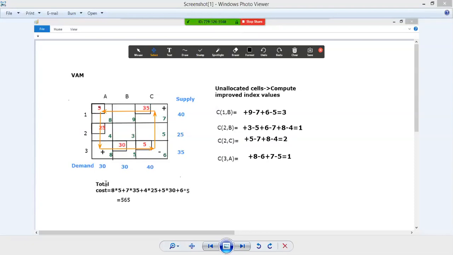This was the initial solution which was obtained by using the Vogel approximation method, right? By using that solution only, we have to check whether this particular solution is optimal or not. For that, we have used the stepping stone approach, and finally, we have computed the improved index values, and we have found that all the improved index values for all these unoccupied cells are positive values, which indicates that this is the optimal solution. There can be no better solution than this.